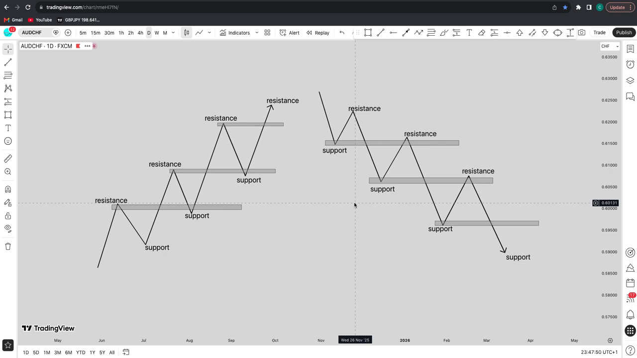In a few minutes, I'm going to show you a simple support and resistance technique that completely changes how I read the market. Once you understand this, you will never look at support and resistance the same way again.